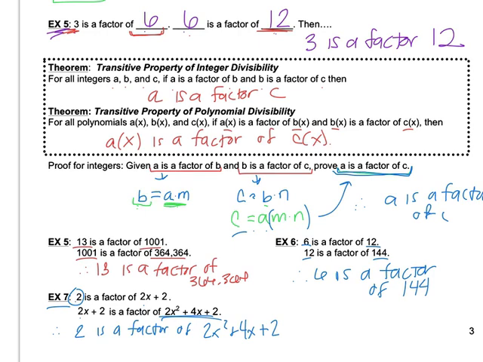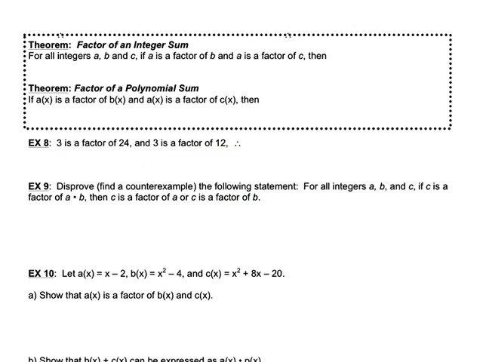Okay, on this last page, similar to that transitive property, is the factor of an integer sum. I'll give you the definitions and then we'll go over an example so it makes sense. For all integers a, b, and c, if a is a factor of b and a is also a factor of c, so it's a factor of those two different numbers, then a is a factor of their sum, b plus c.